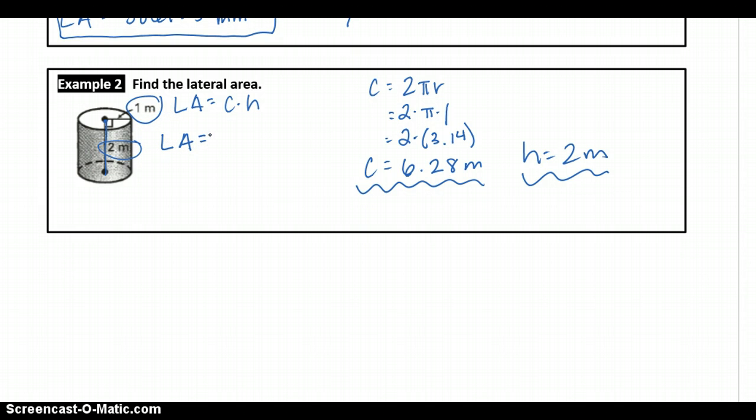So lateral area equals, for C, I'm going to plug in 6.28. For H, I'm going to plug in 2. And when I multiply these together, I get 12.56, and I'm going to round to 12.6. Am I done? Nope. What am I missing? My units. Meters squared. What are my units here? We're trying to find lateral area. So if it's area, what do you think our units need to be? Meters squared.